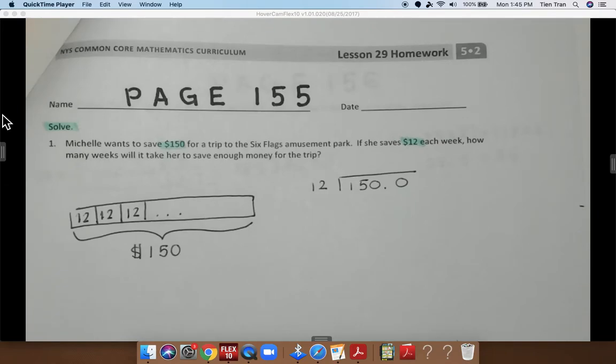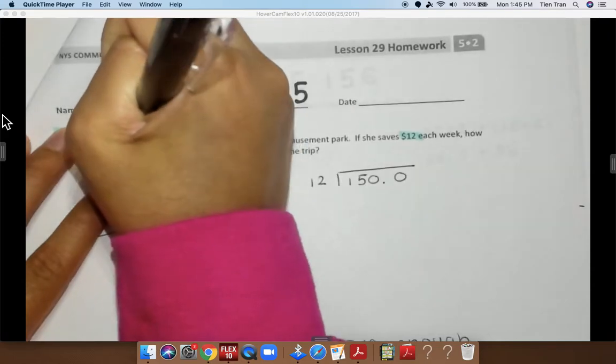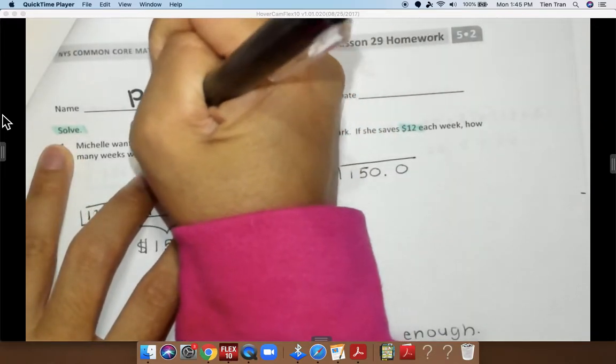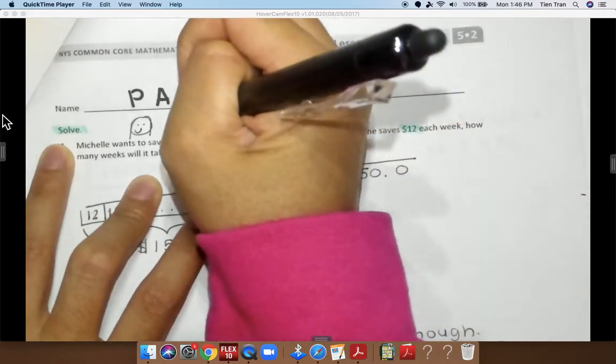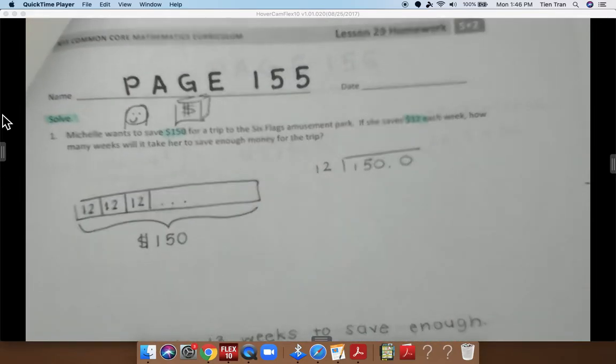So the first thing I'm going to do is visualize what the story is telling me. So I'm thinking of a girl, Michelle. So I'm drawing a picture of Michelle. I think this is Michelle. And I know that she wants to save money. So maybe she's putting money into a little piggy bank or a box so that she can save that kind of money. That's what I'm picturing in my head.